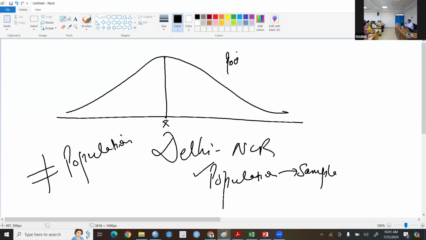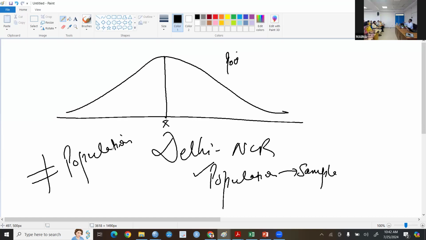When I write a thesis, I say that I am collecting data from the state of Punjab. Some people say my thesis is for the Tri-City, Panchkula, Chandigarh and Mohali. My study is from Delhi NCR, Gurgaon, Faridabad, Noida, Delhi, Sonipat. I am collecting data from Delhi NCR. I must know the population characteristics from where I am going to collect the sample.